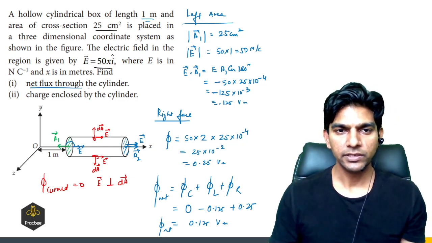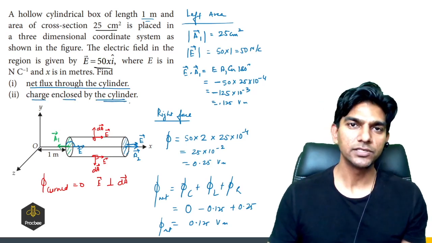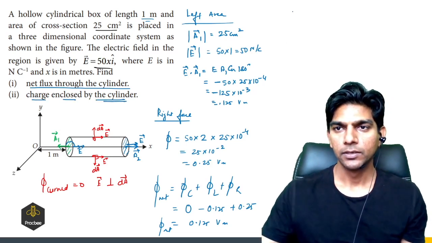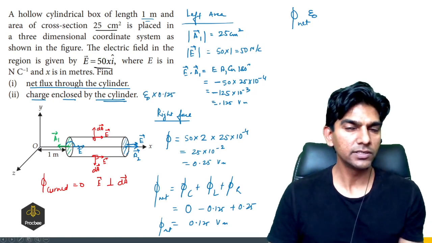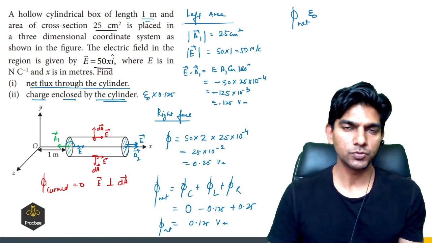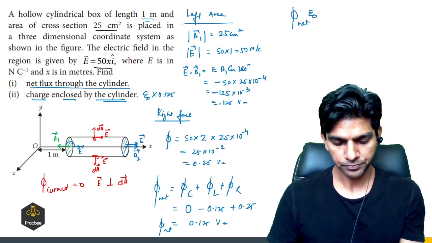Now, since we know the net flux, we need to find the charge enclosed by the cylinder. The charge enclosed by Gauss law will be the net flux times epsilon naught. So epsilon naught times 0.125, and we know the value of epsilon naught, it is 8.854 into 10 raised to the minus 12. Multiply that with 0.125, you will get the answer. Right.